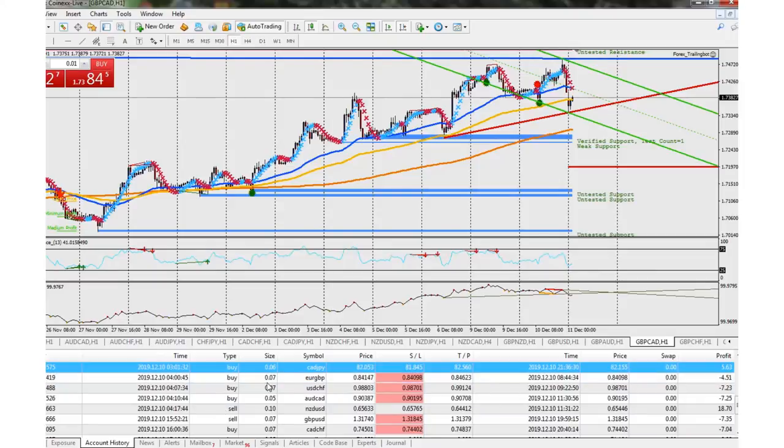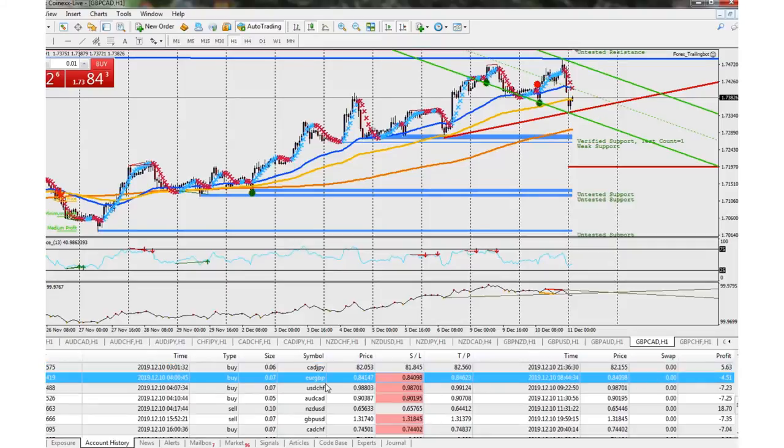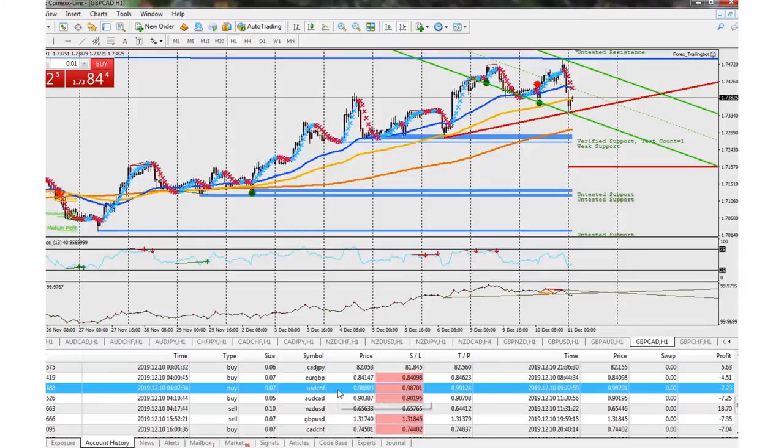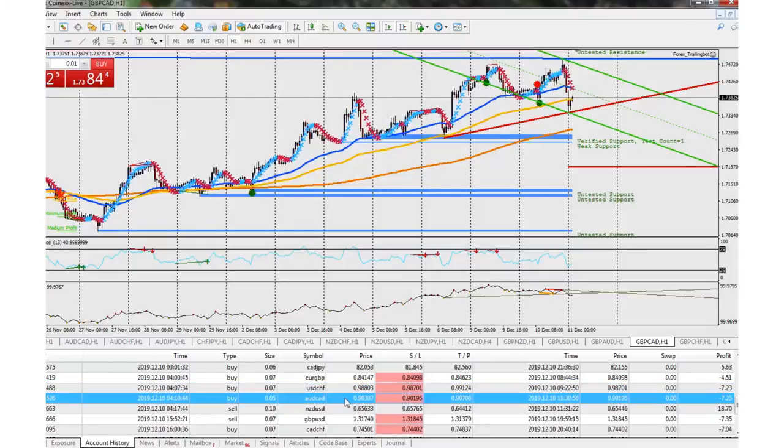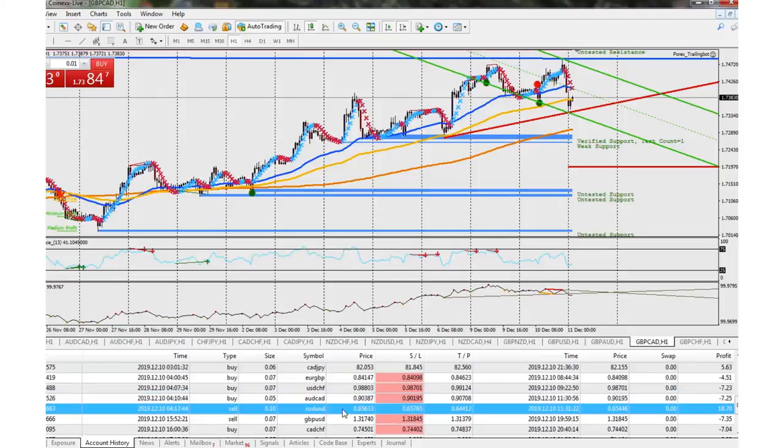So today, on one of the trades, the CAD JPY, profit $5. I think I got out of this one early, $4. It was kind of bouncing around. This one hit the stop loss, USD Swiss. I don't know why I say Chef, but you all know what I mean. AUD CAD hit the stop loss, and NZDUSD hit take profit.